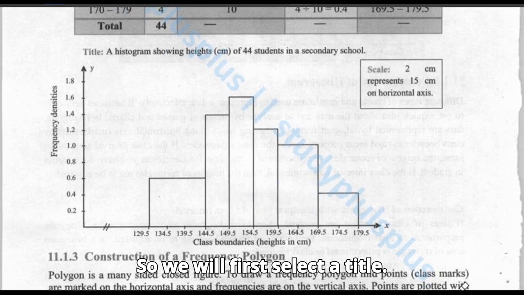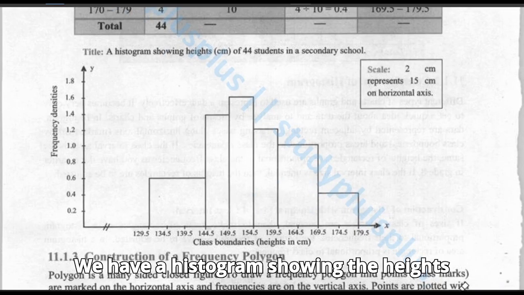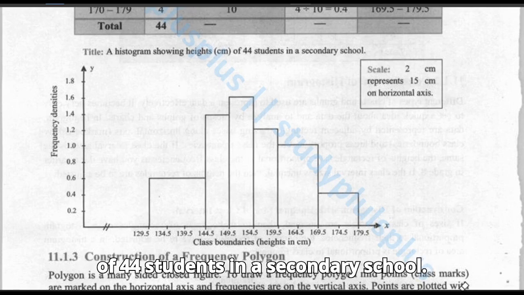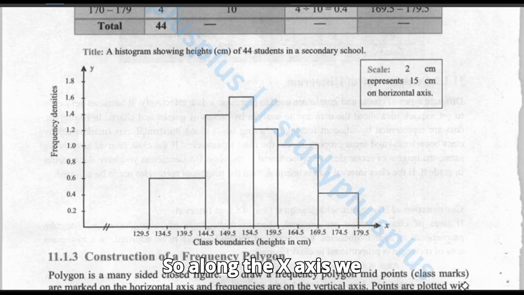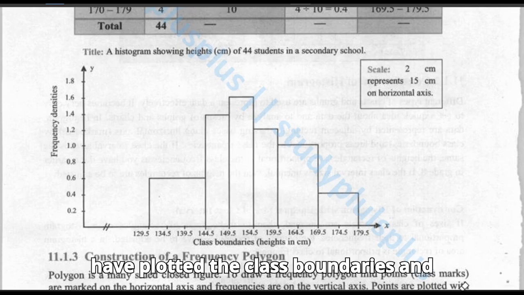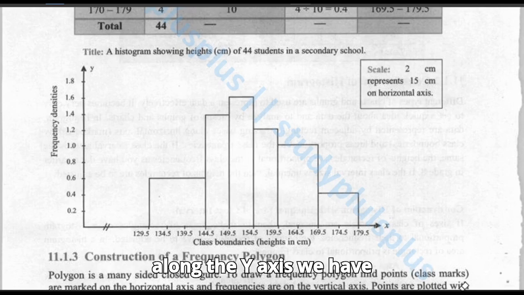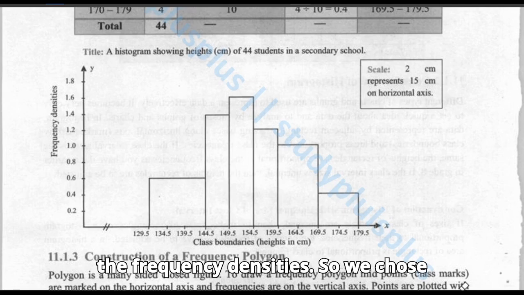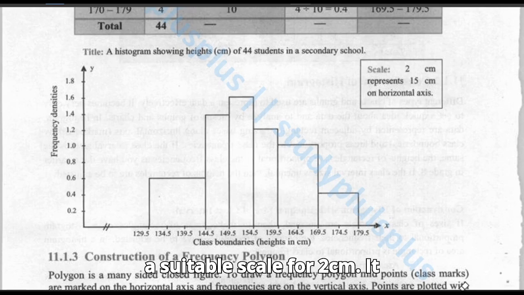So we will first select a title. We have a histogram showing the heights of 44 students in a secondary school. So along the x-axis we have plotted the class boundaries, and along the y-axis we have the frequency densities. So we chose a suitable scale: 2 centimeters represents 15 centimeters on the horizontal axis.